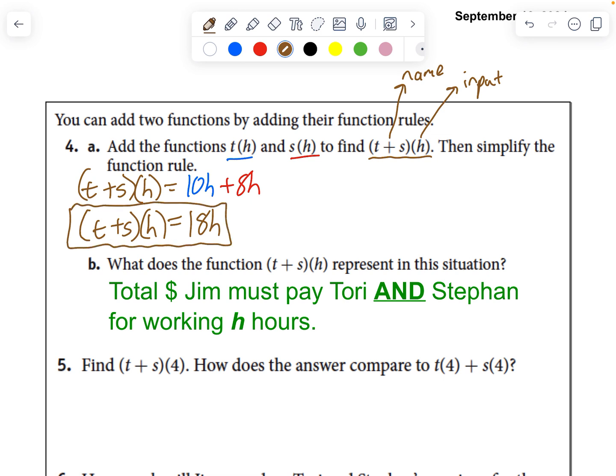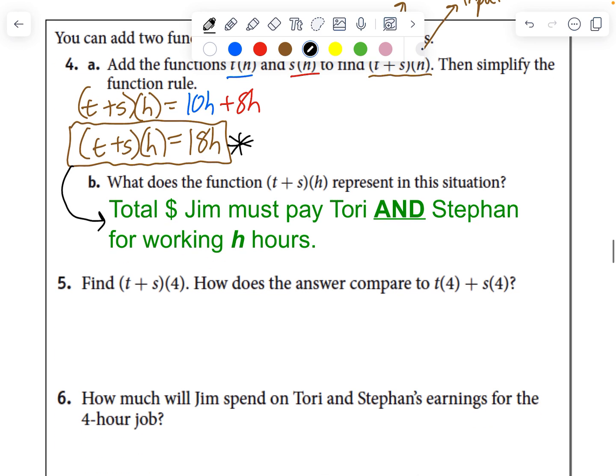So right now we have 3 functions here. We have the blue one that was t of h, Tori's money. We have the red one that was s of h. And now we have this new one, t plus s of h, that represents the total money Jim must pay Tori and Stefan for working h hours. Okay? So now we'll watch what we can do with this function.